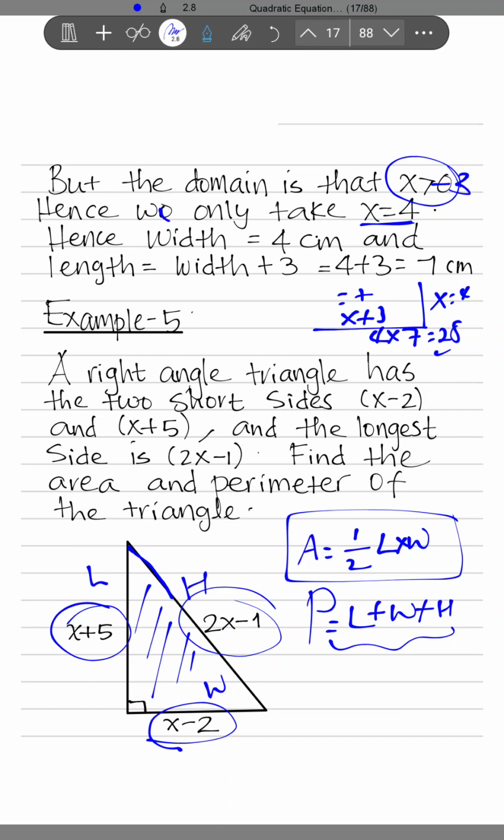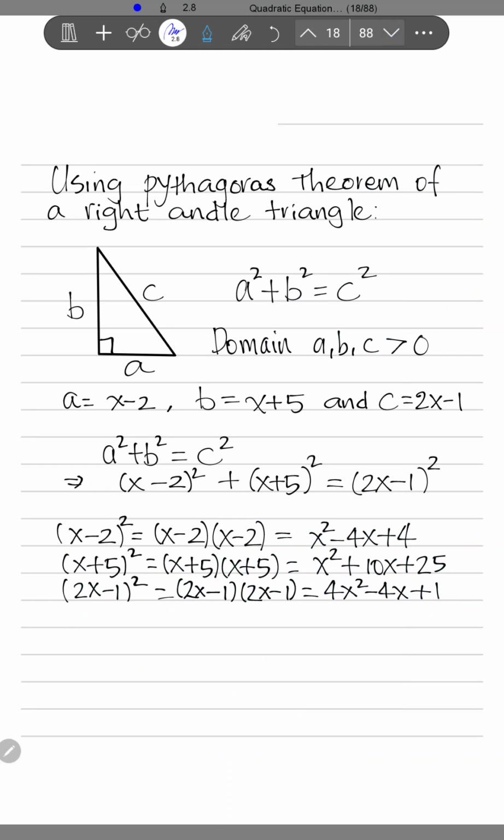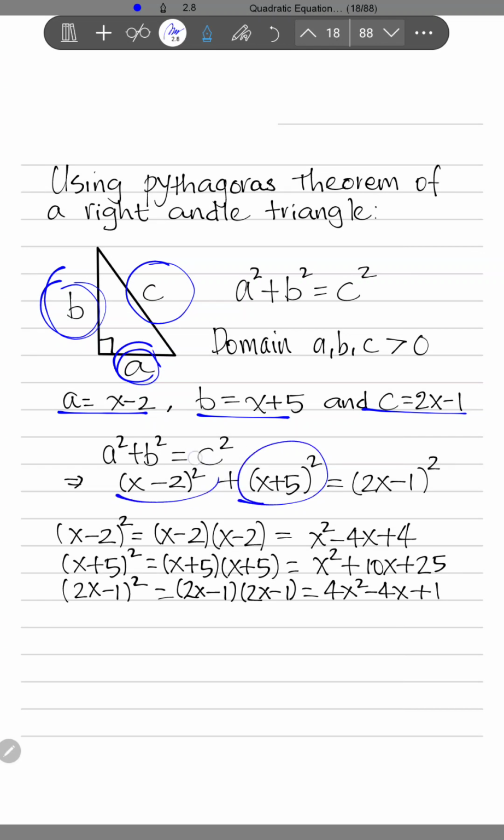So, can we set up this quadratic equation now? This one is a right angle triangle, and we need to remember Pythagoras theorem: a square plus b square is equal to c square. The sum of the squares of the two short sides is equal to the square of the longest side, which is the hypotenuse here. So we have a, b, and c. I leave the simplification of this one for you.